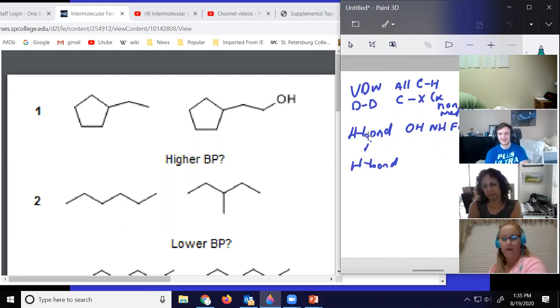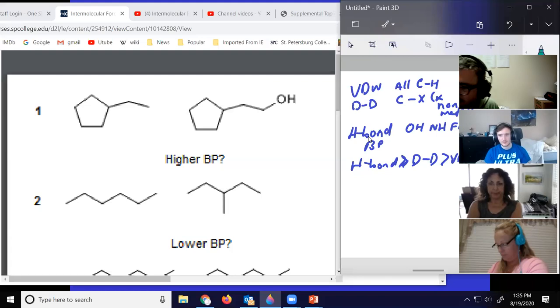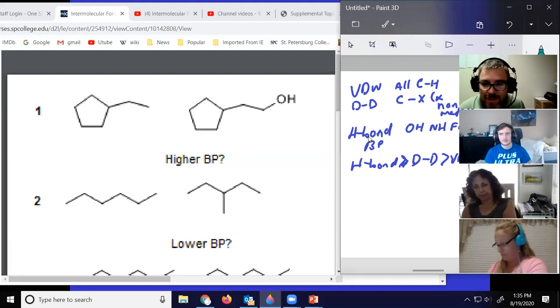And we know as far as boiling point goes, H bond is going to be greater than dipole-dipole, which is going to be greater than van der Waals. All right, so that's the summary. That's what I want you to be aware of.